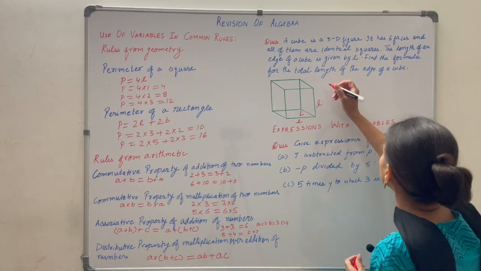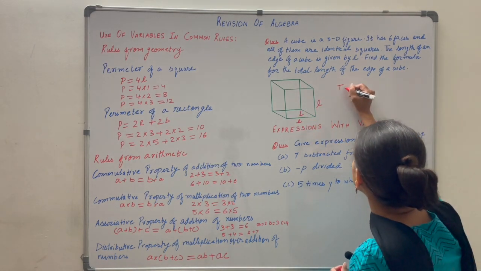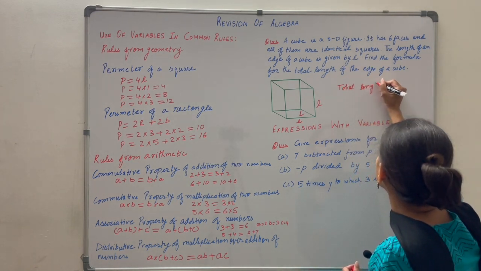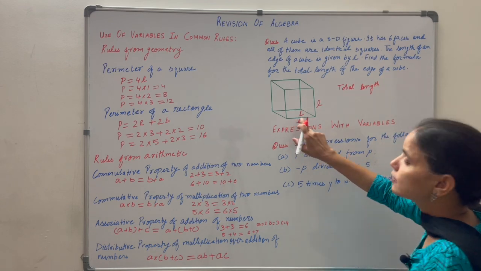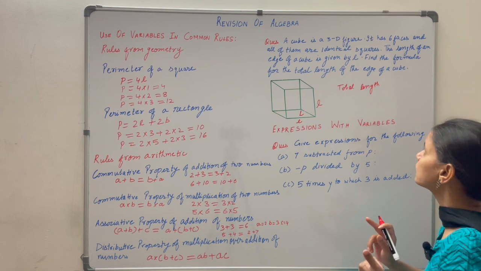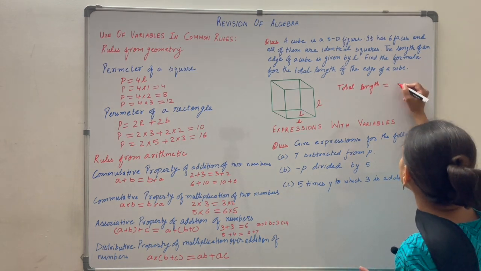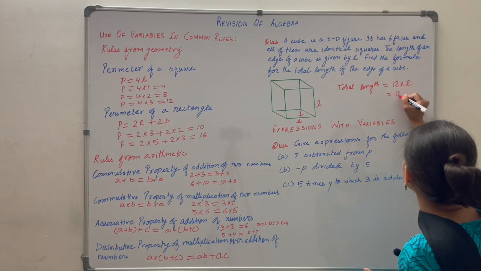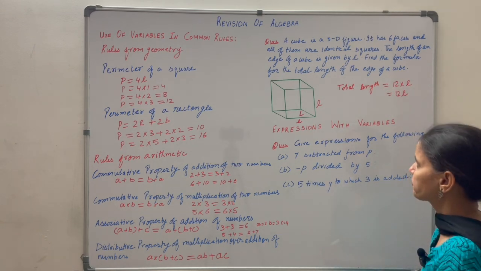So how much is the total length of the edge of the cube? The length of one edge is L. So how many edges are there? 12. So how much is the total length? 12 into L. So that is called 12L.